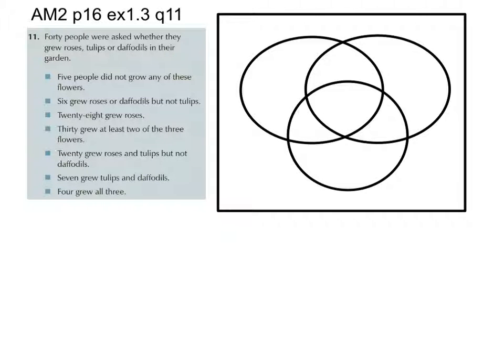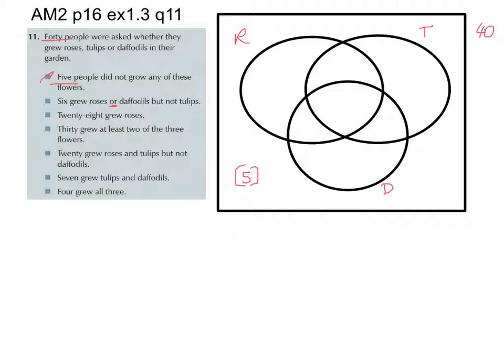Active Maths 2, exercise 1.3, question 11. 40 people were asked, so that's my universal set, about roses, tulips, or daffodils. 5 did not grow any of these flowers. 6 grew roses or daffodils.